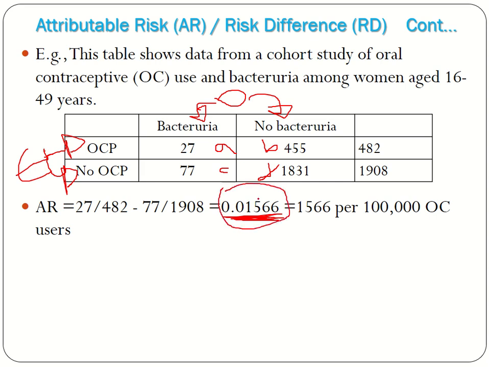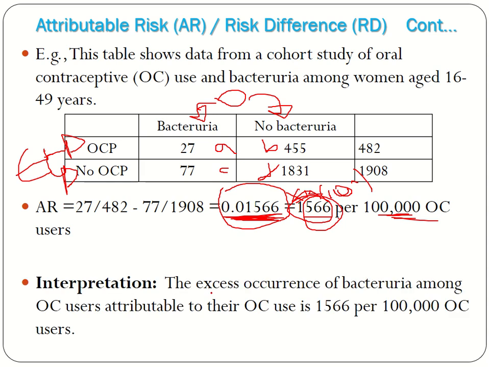They don't make sense. For the decision maker and for our audience to make sense of it, we can multiply it with some sort of number k or 10 raised to n. So in this case I have multiplied it with 100,000. What do we get? 1566 cases of bacteriuria per 100,000 users. So what is this? Per 100,000 OC users, this is the attributable risk.